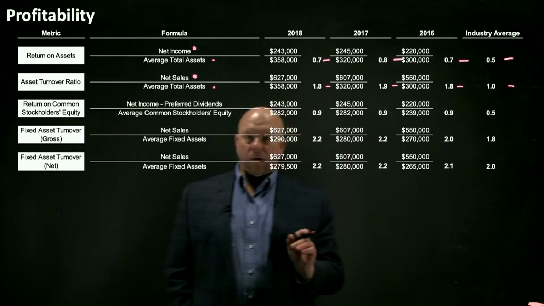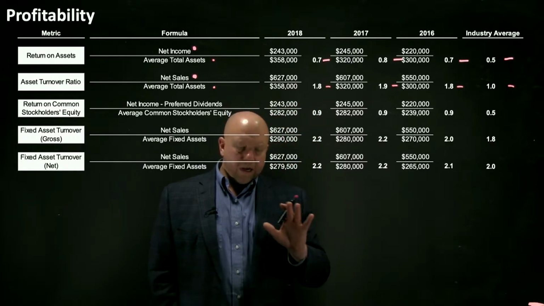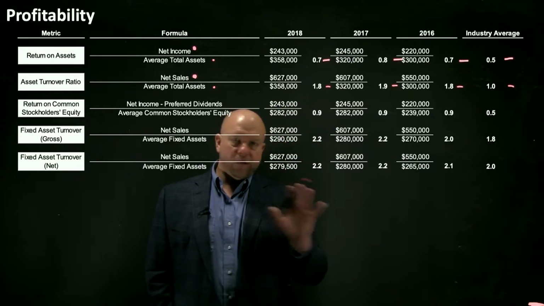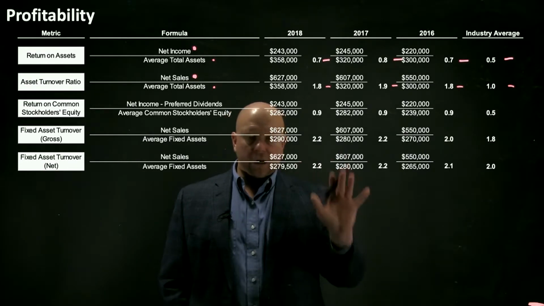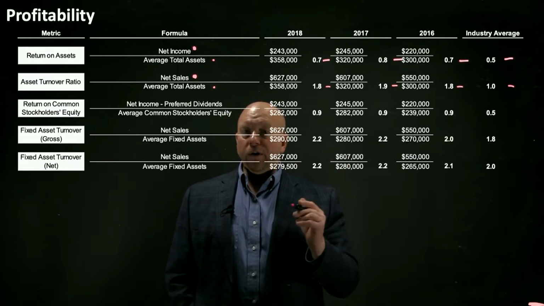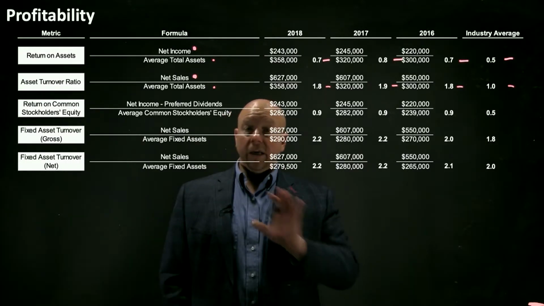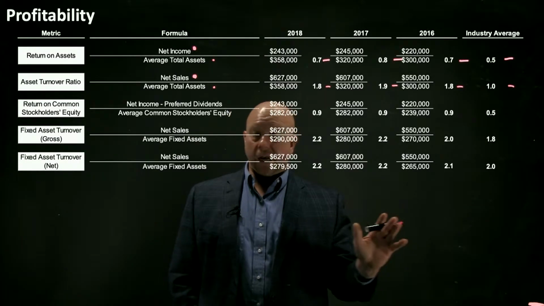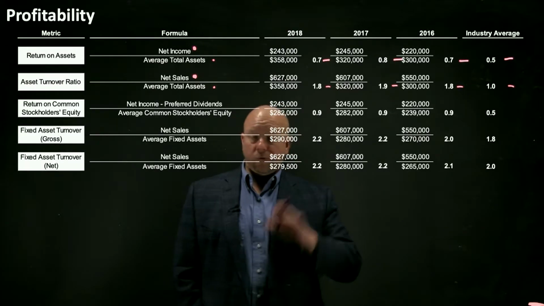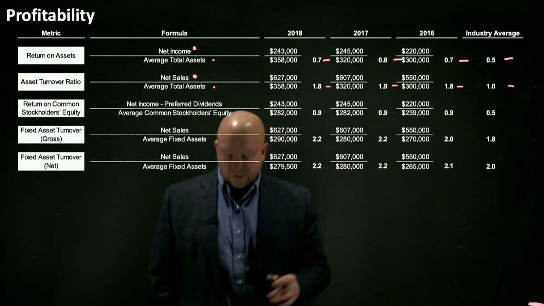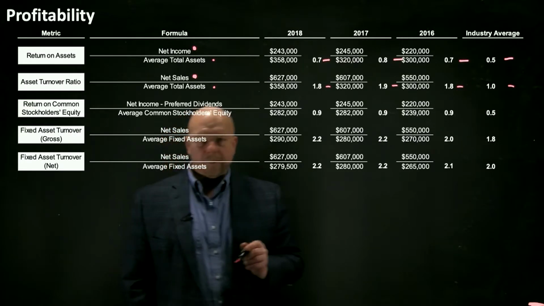Return on common stockholders' equity. Now, we may not have talked about this a lot in previous videos, but you may have read it in a book, I'm not sure. But preferred dividends. See, companies can issue different classes of stock. Common stock and preferred stock are two typical popular flavors, I should say. Can't use the word common twice.